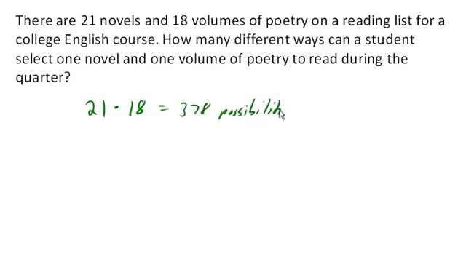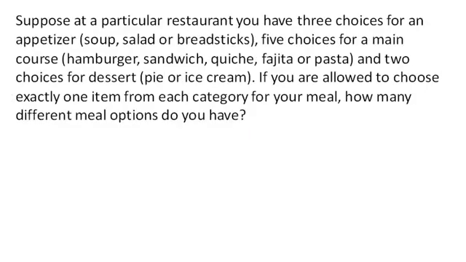Let's look at another one. Now, suppose that we're at a restaurant and we have 3 choices for the appetizer, 5 choices for a main course, and now 2 choices for dessert. If we're allowed to choose exactly one of each of them, then we would have 3 times 5 times 2 equals 30 choices. Now, it is important to note that this is assuming that we actually pick one from each of them, so we're not going to not pick one of them.